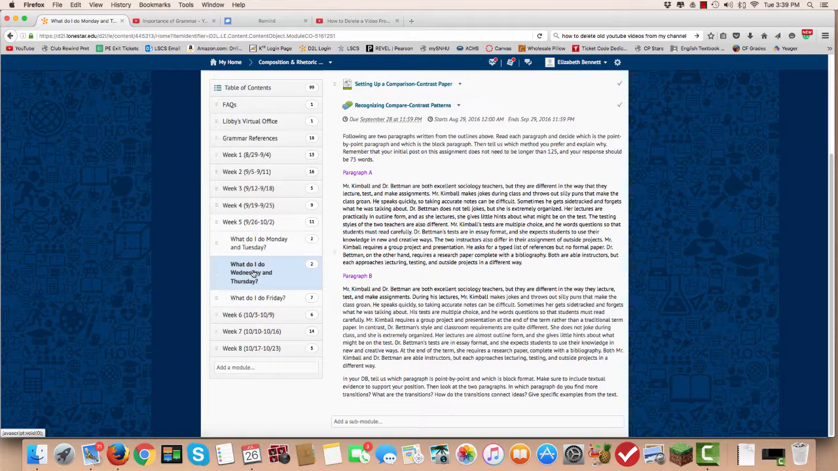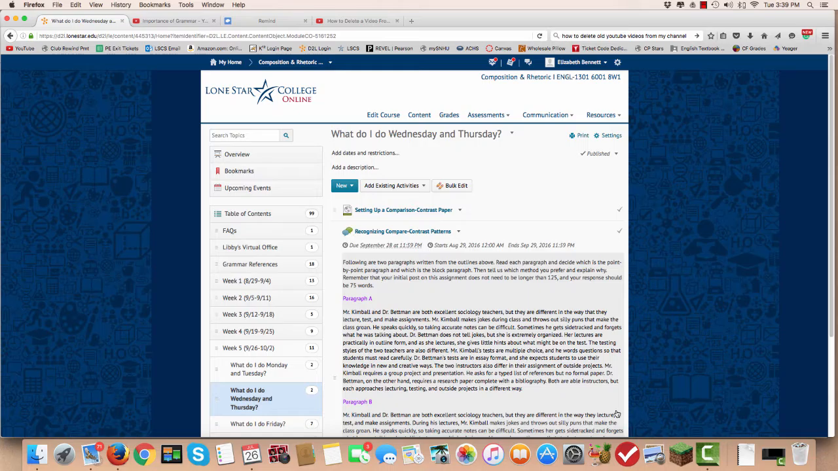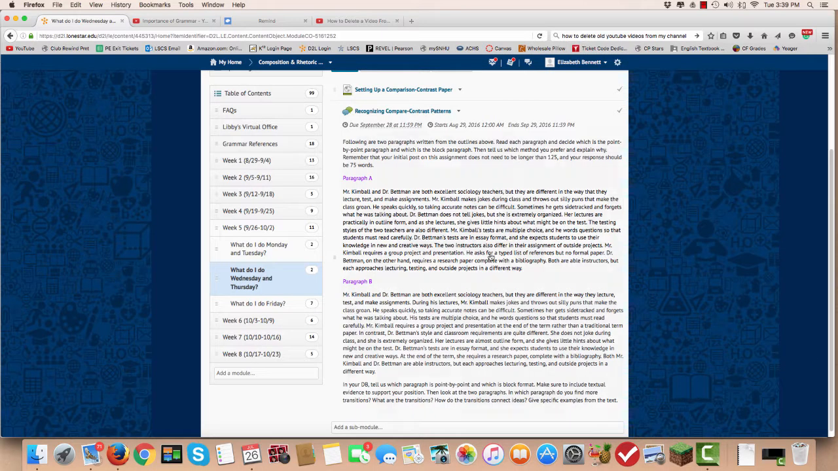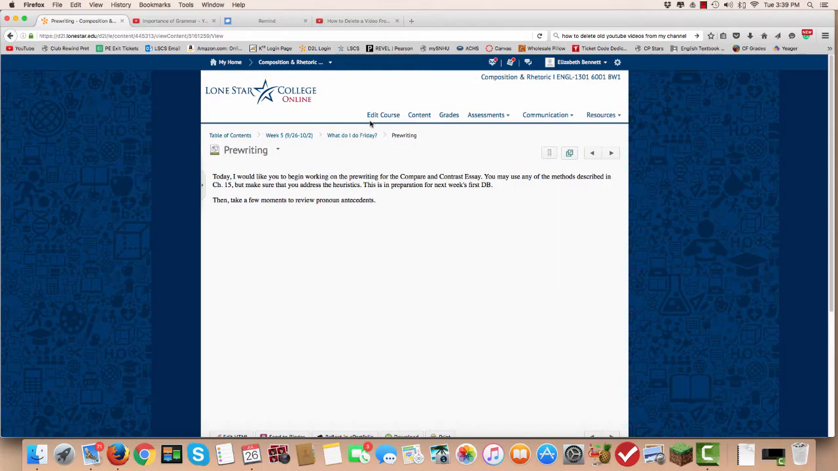On Wednesday and Thursday, we're going to go into more detail about how to set up a compare and contrast paper. We're going to look at two different ways to do it, either point by point or block comparison. There's a DB for that one as well. You're going to have to look at two different paragraphs written about the same general topics and decide which one you prefer.